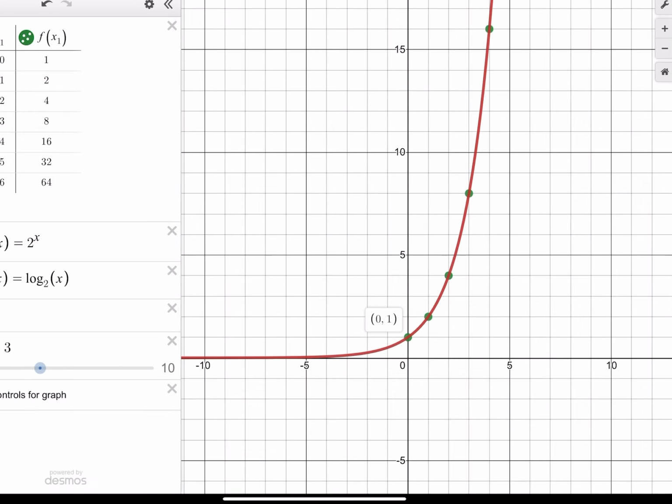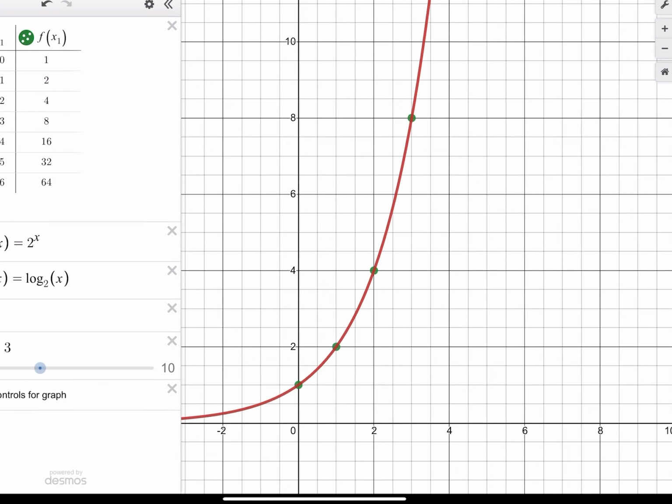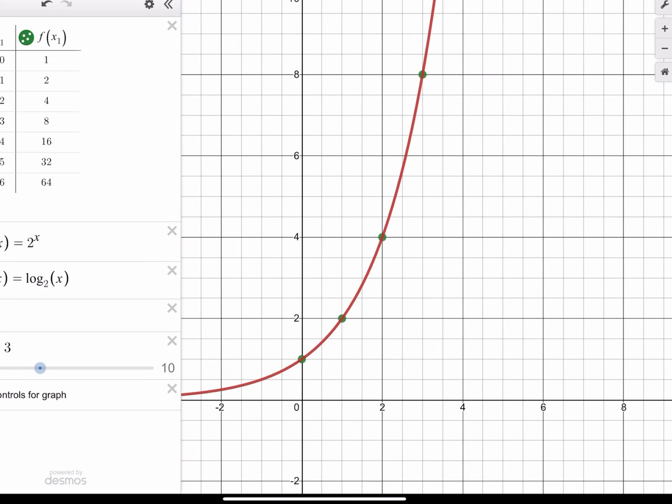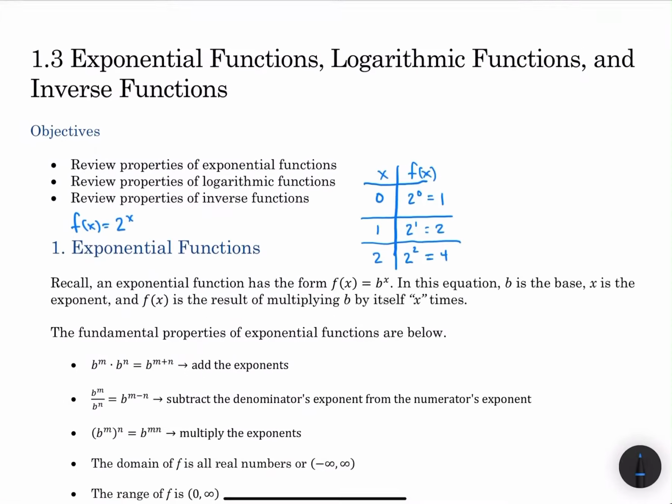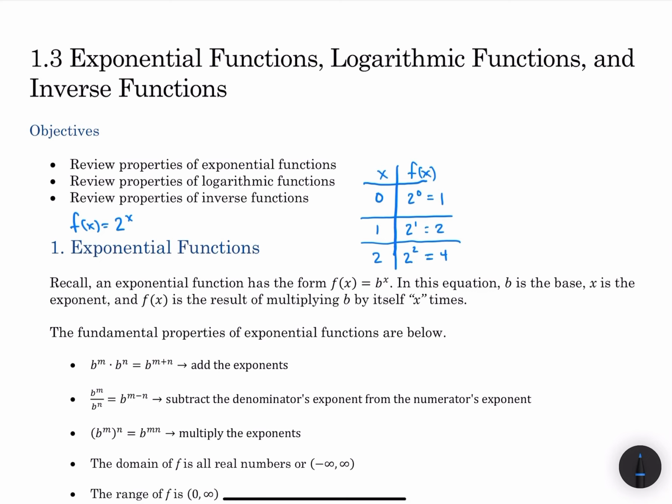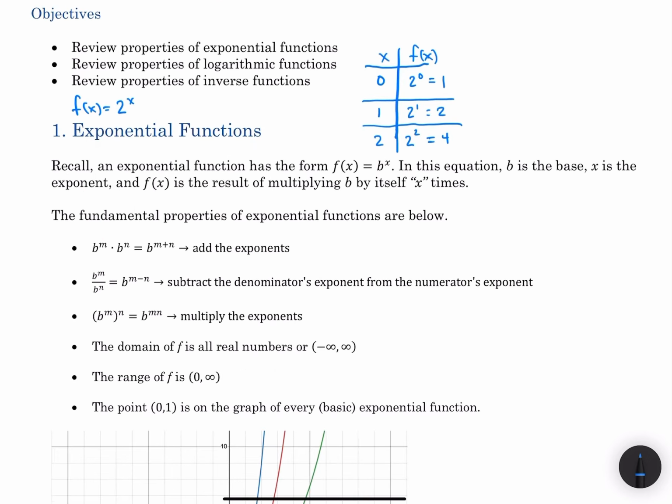Okay, so all these green dots correspond to the integer powers of 2 that we know. So we have 0, 1, 1, 2, 2, 4, and so on. That's going to be enough. So for an exponential function, all we're doing is multiplying a base by itself x times, and x is just our exponent.